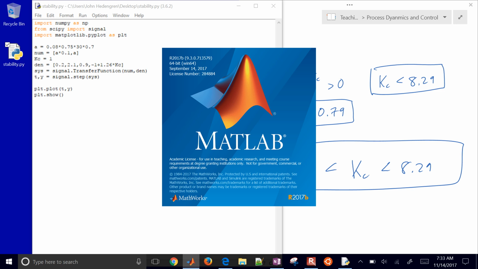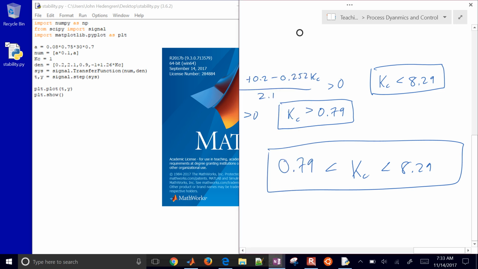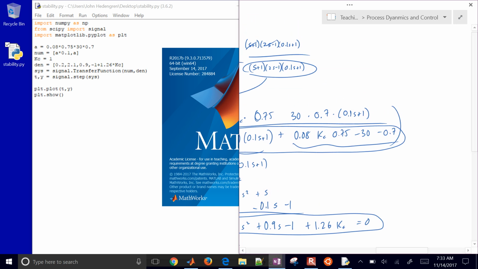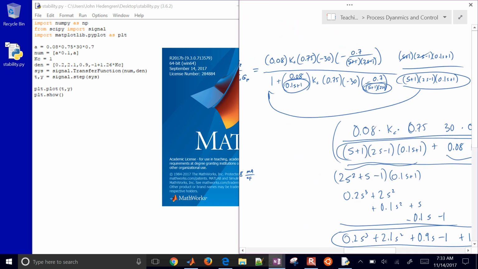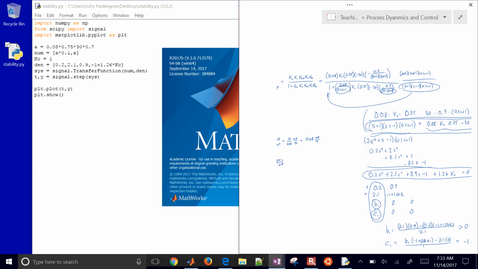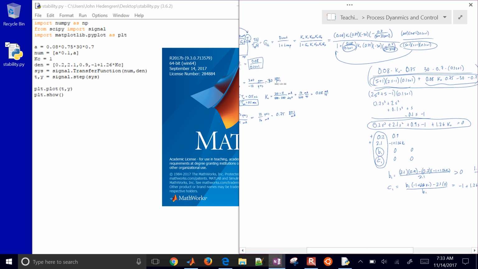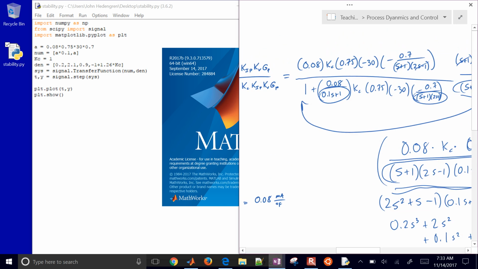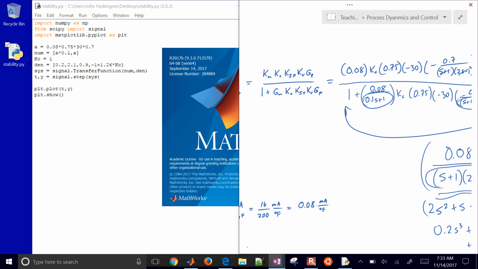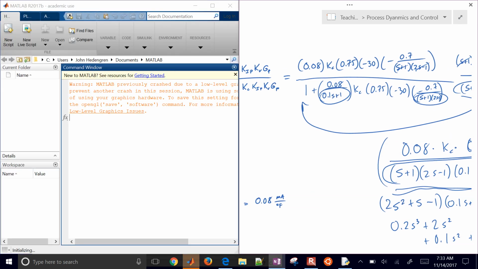I'll create this transfer function, and then in MATLAB, what you have to do for the root locus, you have to just input the open loop transfer function. So I'll just put in the open loop, and that's going to be right here at the very top. Okay, our open loop would just be the numerator, or I guess the loop part of it.